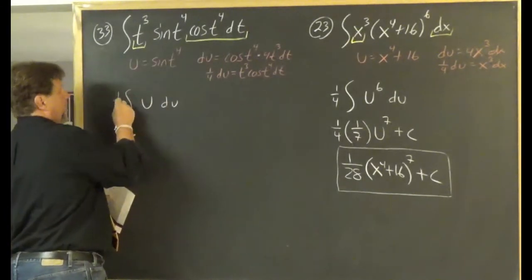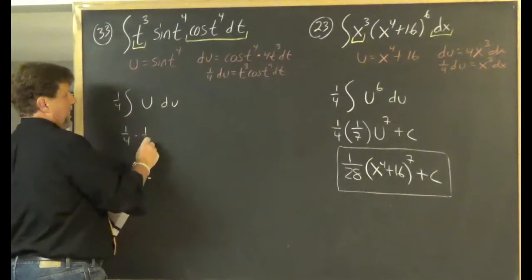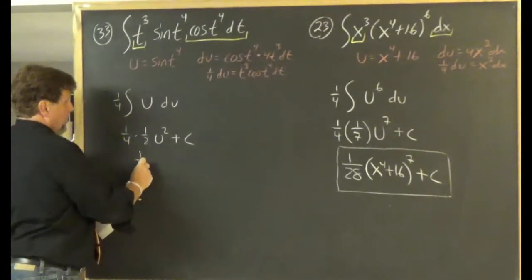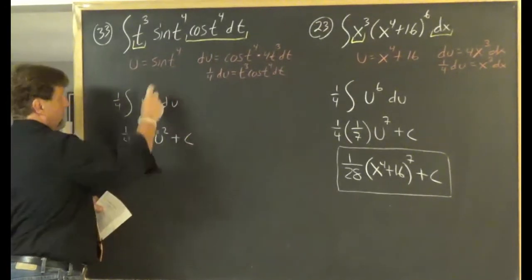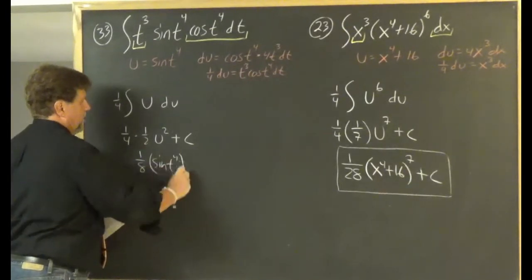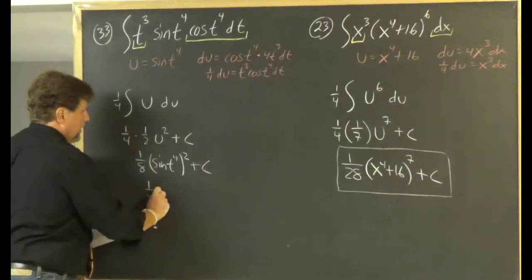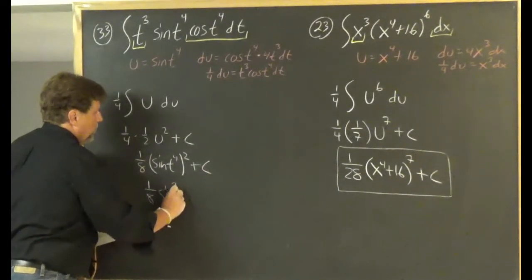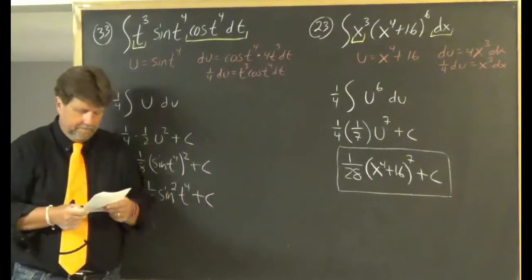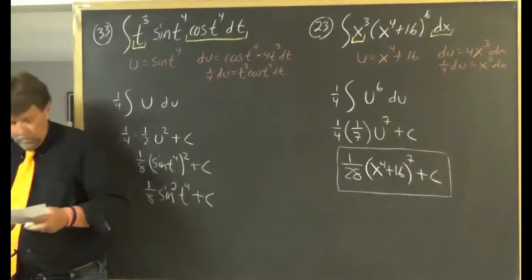Rip the 1/4 out front. See, the antiderivative of u is a 1/2 u squared. 1/4 times 1/2 is 1/8. My u was sine of t to the 4th, squared, plus c, or maybe you wrote it as 1/8 sine squared t to the 4th plus c. That's fine.